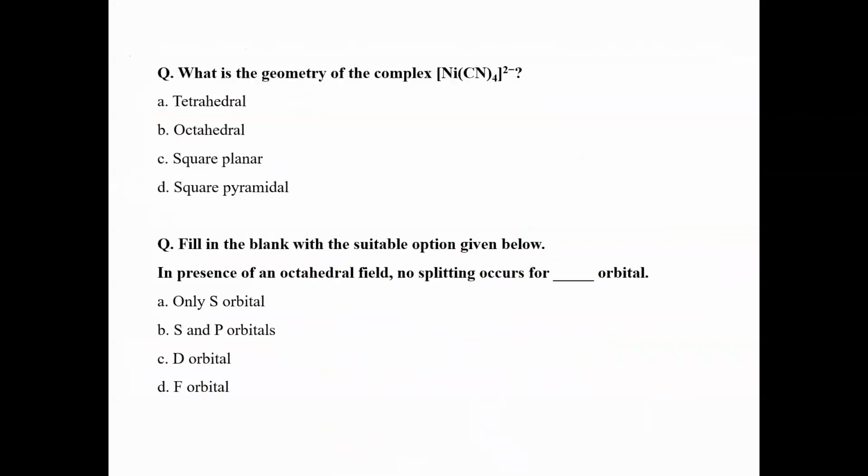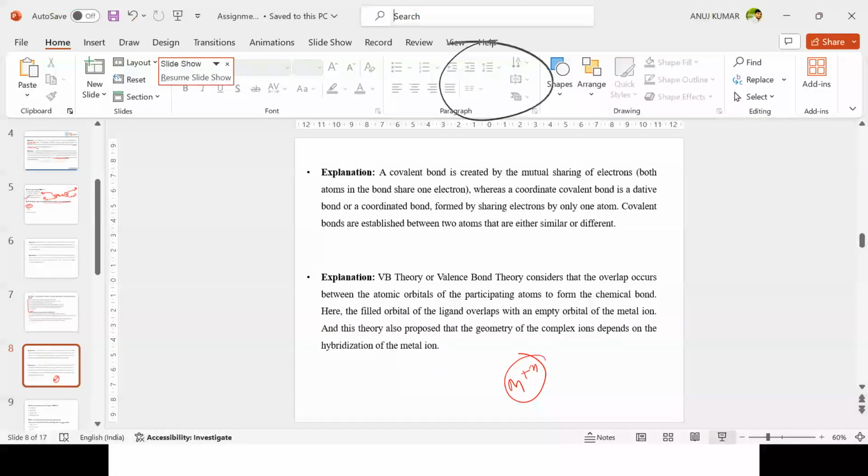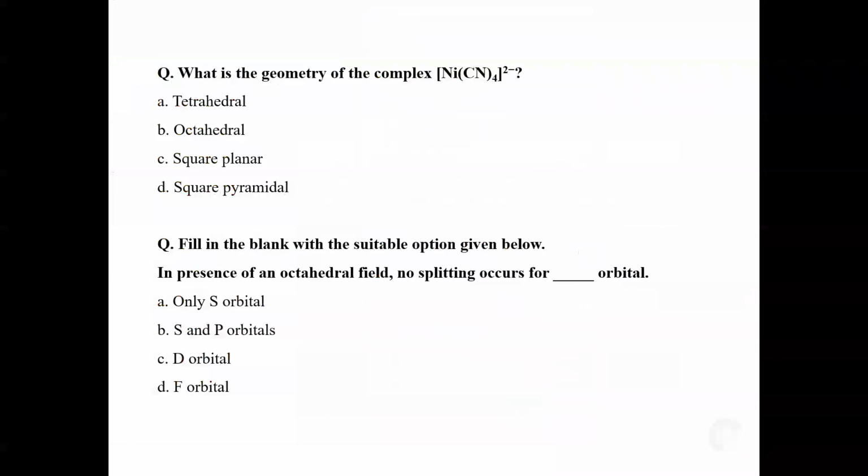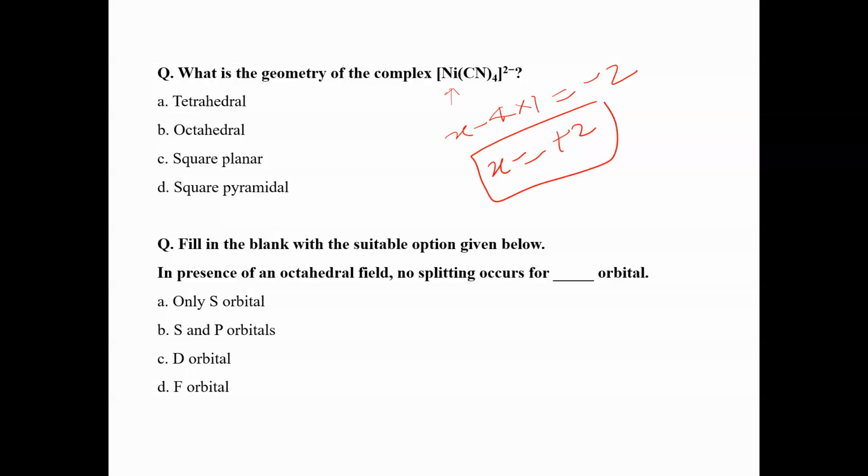So here you are given this complex, [Ni(CN)4]2-. You have to define the geometry of this complex. Okay, so first calculate the oxidation number. It will be x, because cyanide is minus 1, and the overall charge is minus 2. So x will be plus 2. So nickel will be in plus 2 oxidation state here.